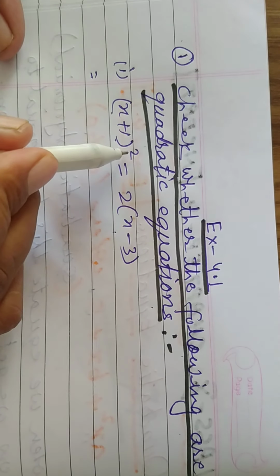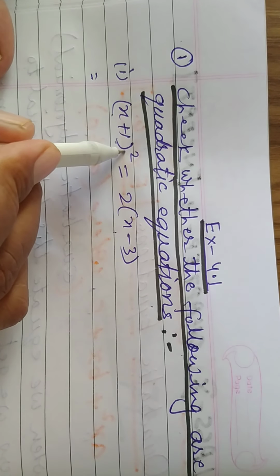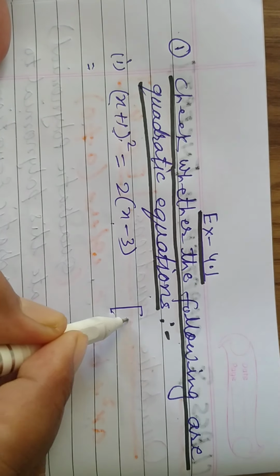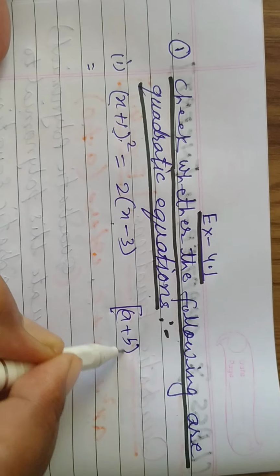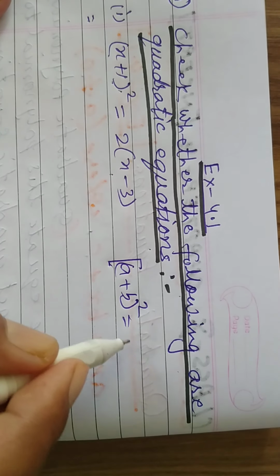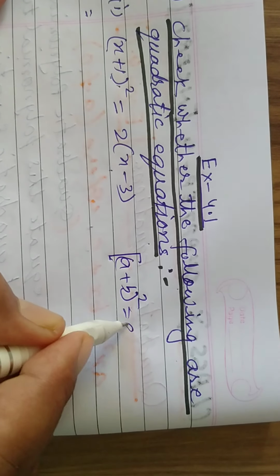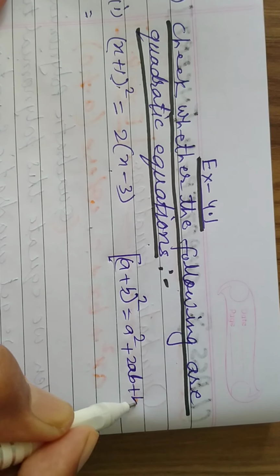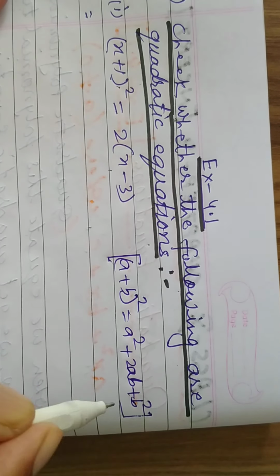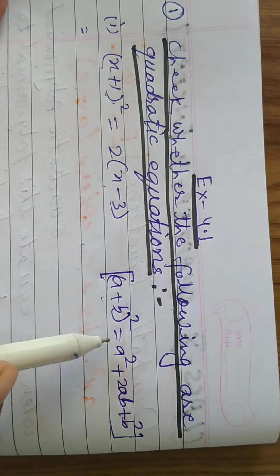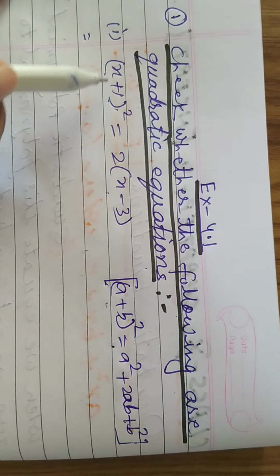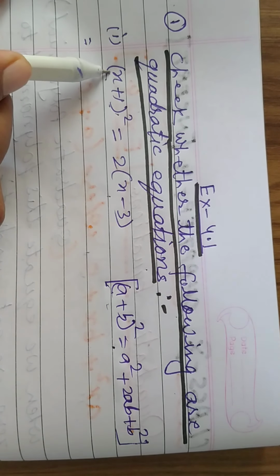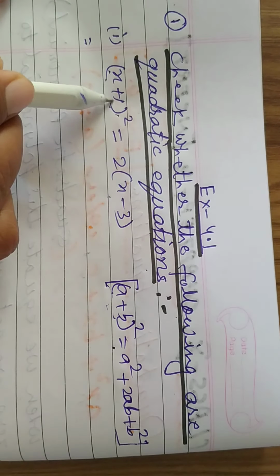x plus 1 whole square. We can put it in the formula, a plus b whole square. Do you know the formula of a plus b whole square? a square plus 2ab plus b square. This is the formula. We have to simply put the values in this formula. Here the value of a is x and the value of b is 1.